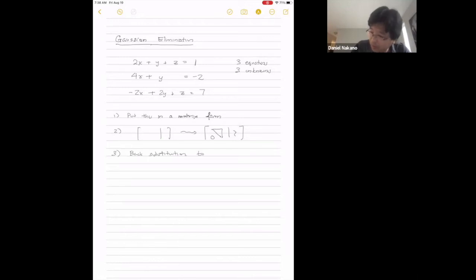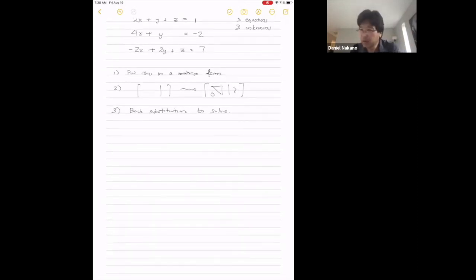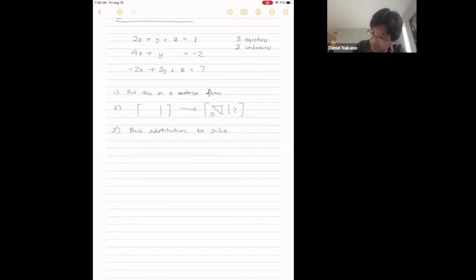And then to solve. Okay, so let me go through these procedures. The first thing to do is you take your coefficients. So the variables sort of come along for free. You just have to make sure that you put things in the correct columns so that your variables are represented that way. But we don't have to drag around the X, Y, and Z, right?